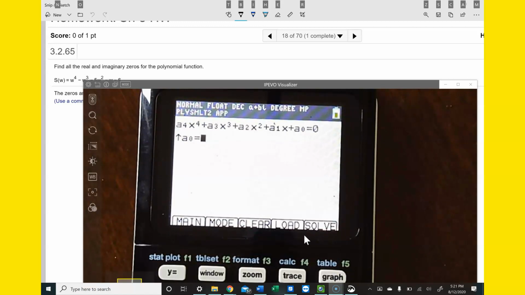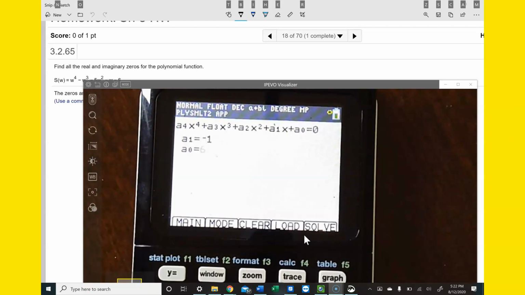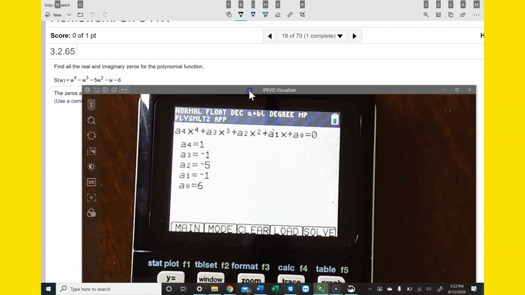So for this problem, we're putting a 1 for the w to the 4th, a -1 for w to the 3rd, a -5 for w to the 2nd, a -1 for the w, and a -6 for the constant, which is the a sub 0. Then we click solve, and it gives me these answers: 3, -2.